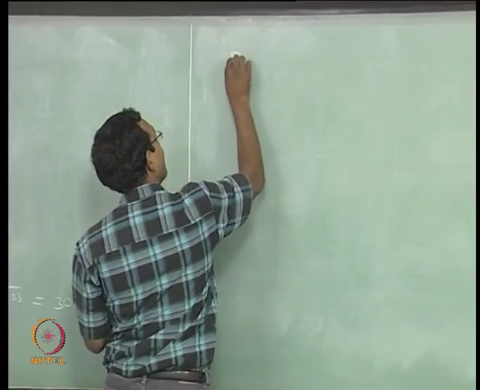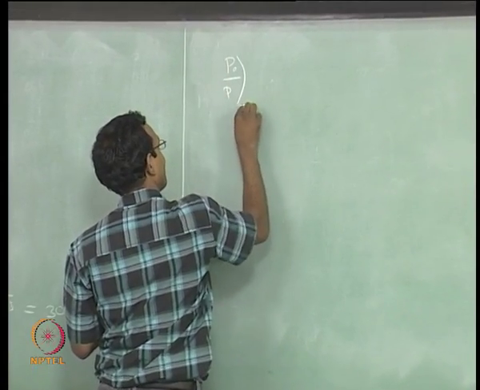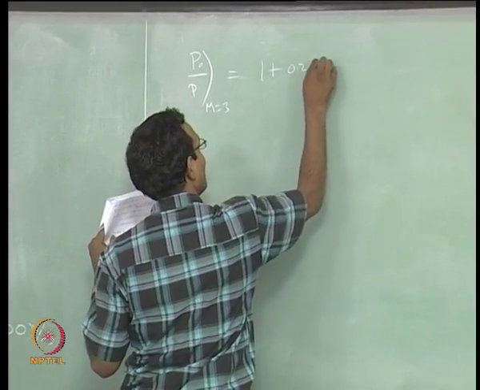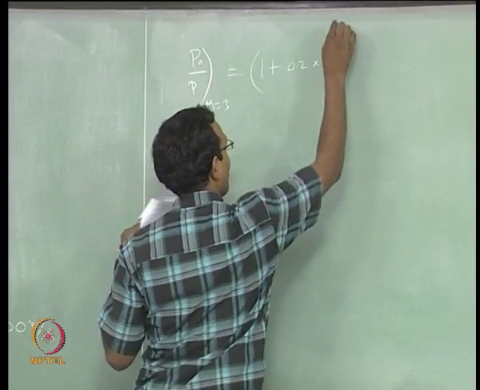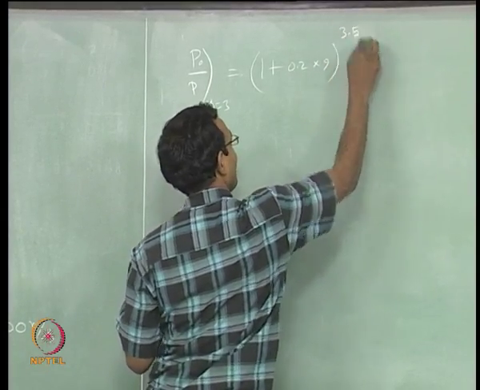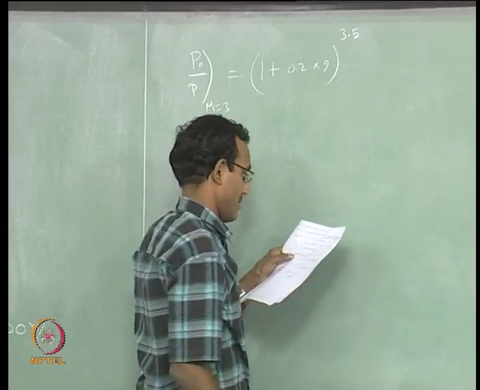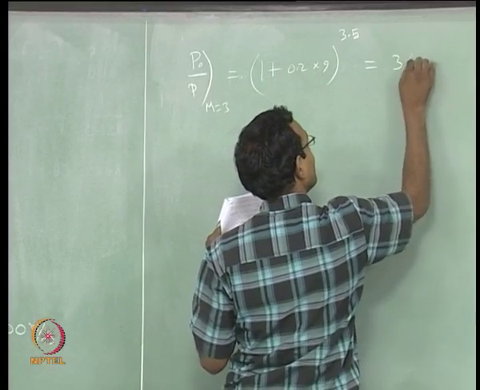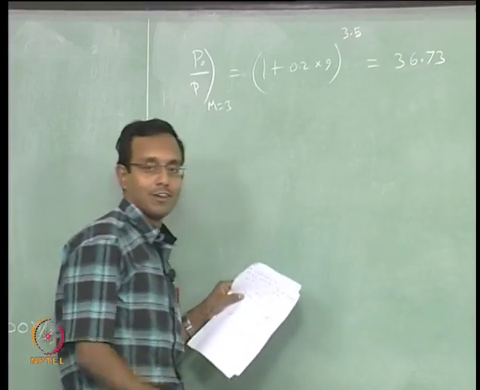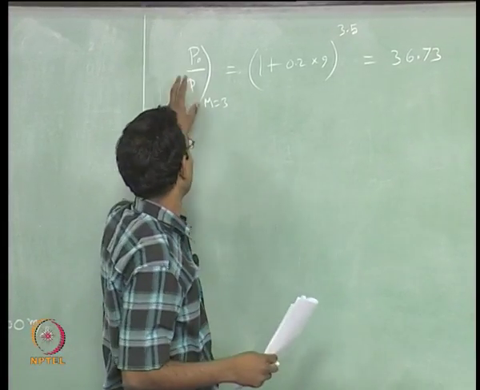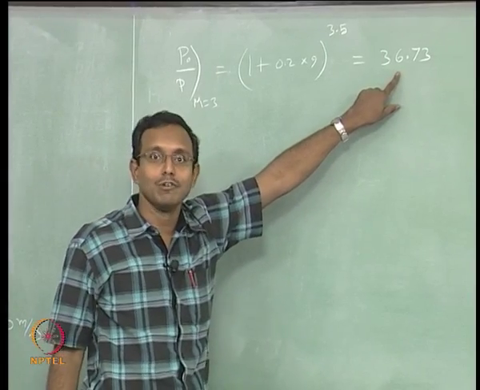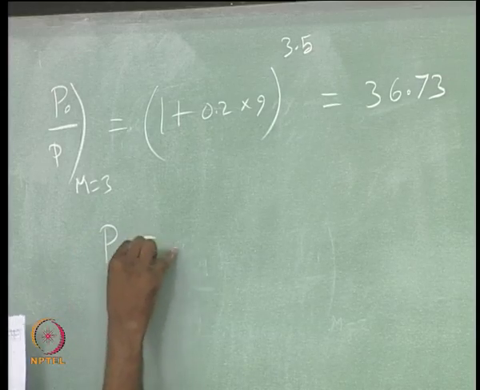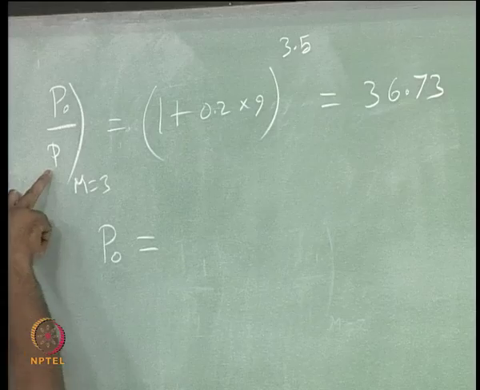I want to find P0 by P for M equal to 3. How will I do it? If I do it by formula, it is going to be 1 plus 0.2 into 9, to the power gamma by gamma minus 1, which is 3.5 for gamma equal to 1.4. I just have to find this number. It is 2.8 to the power 3.5. That number happens to be 36.73. If I look at the isentropic tables for M equal to 3 for gamma equal to 1.4, I will get the same number.